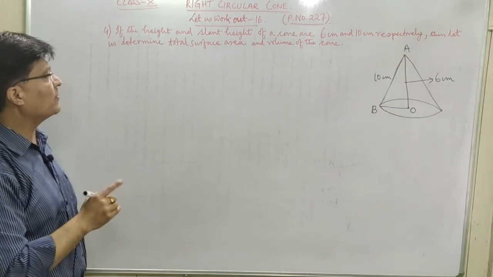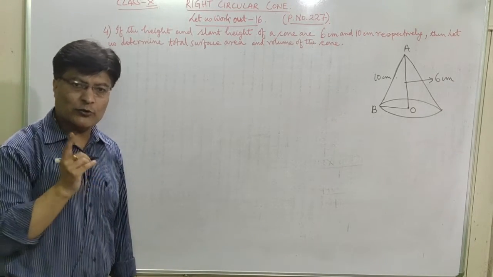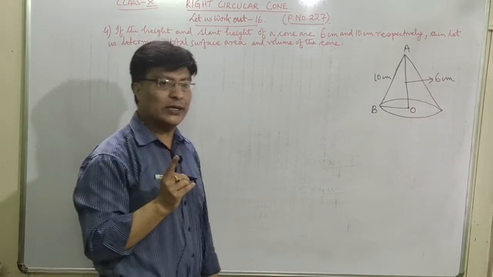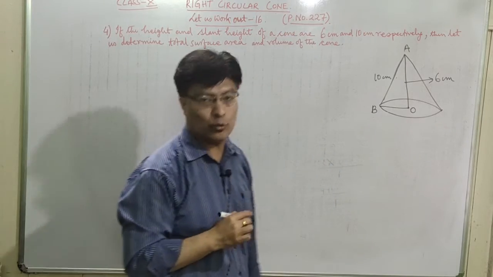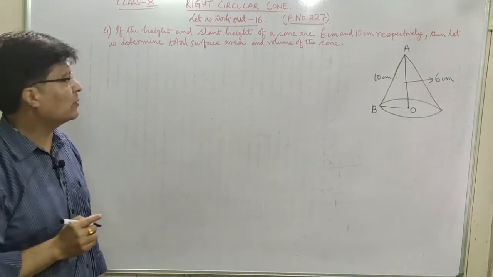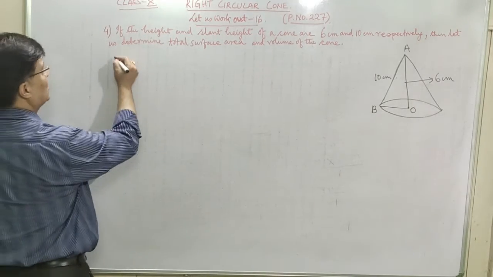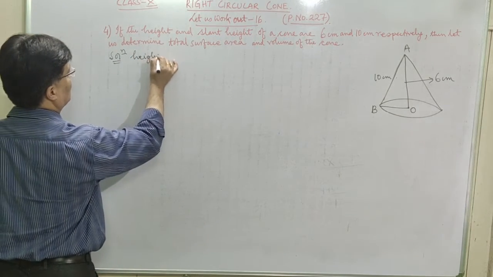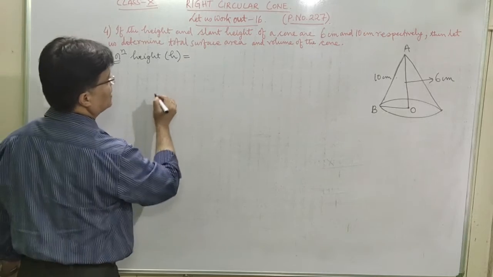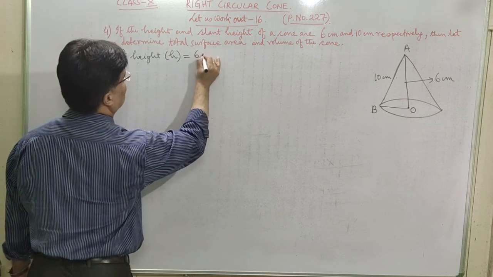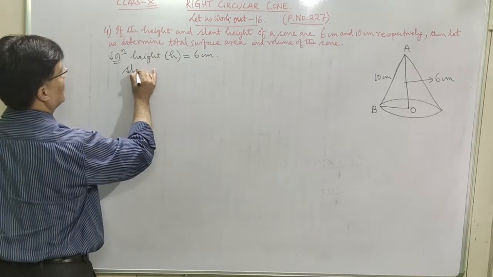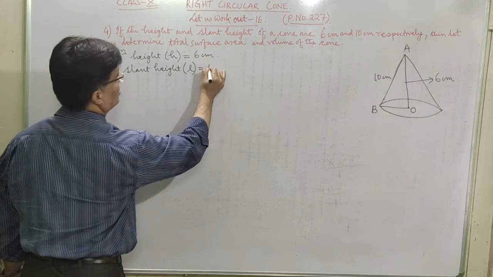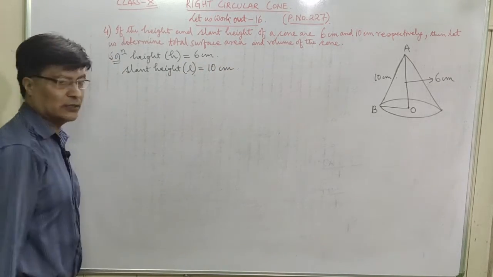Then let us determine the total surface area and the volume of the cone. In order to find out the volume of the cone, you know the formula is 1/3 pi r square h. So in this case you have to find out the radius of the base of the cone. Right, so in this case height is given. Now let us do the solution. So here height h, what is height h given as? It is 6 centimeter. And what is the slant height? Slant height means L. L is equal to what? This is your 10 centimeter.